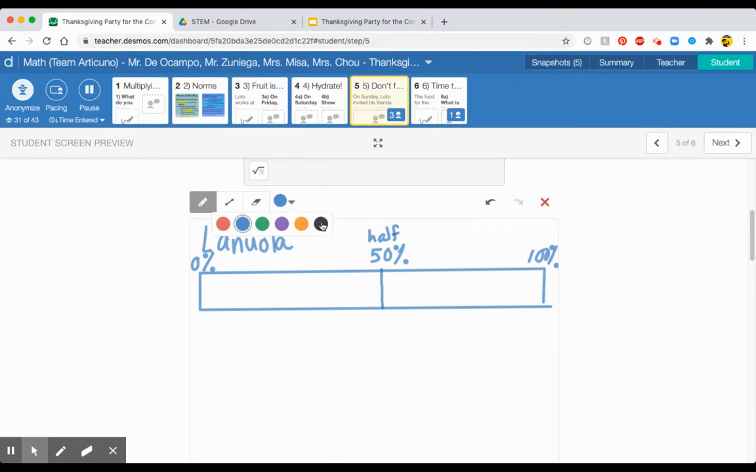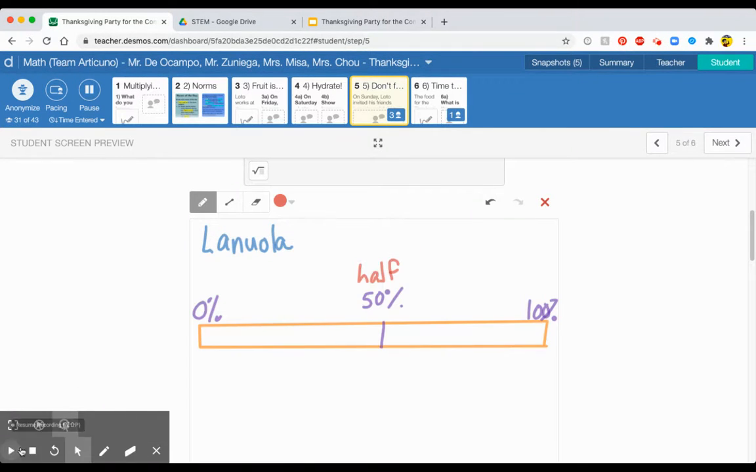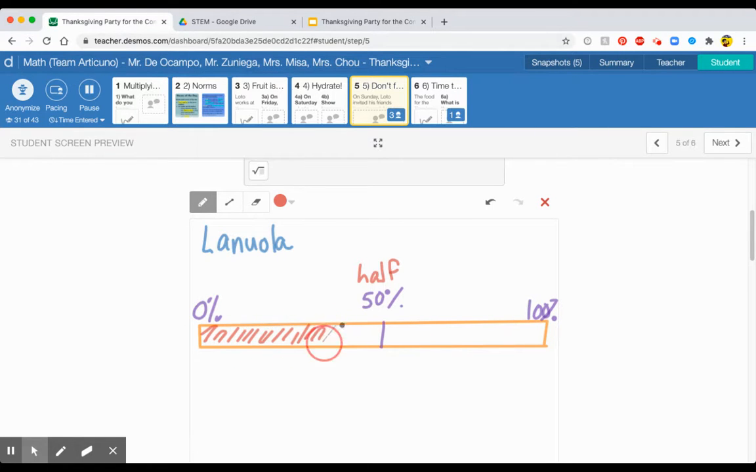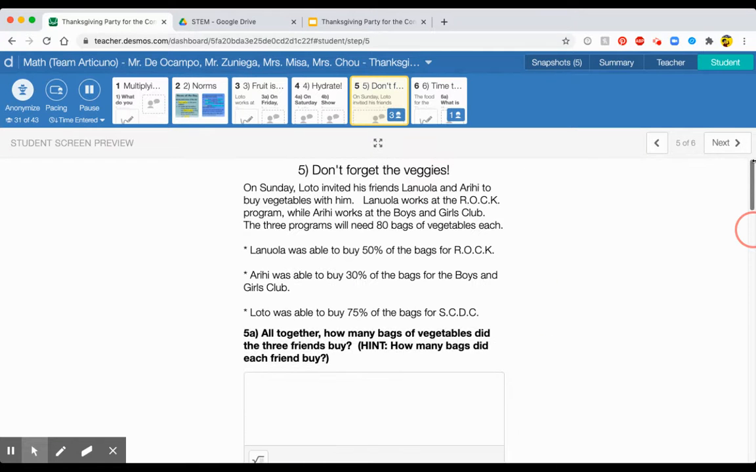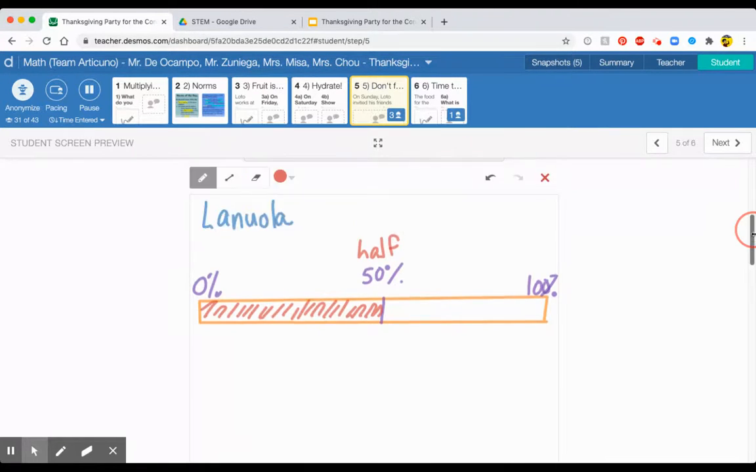Now, what also seems to help people and some of your classmates is the other part of labeling. In fact, let me pause this video because I want to move things downward. All right, now I've moved this downwards, and now I'm going to actually shade this in to show you that here's Lanoola, and Lanoola bought 50% of the bags, okay?